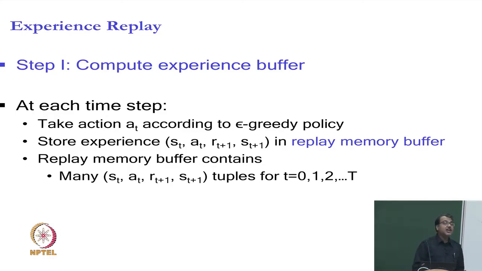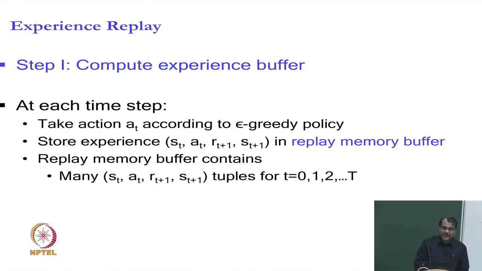So now I have lots of SI, AI, RI plus 1, SI plus 1 tuples in my experience. Now these are successively correlated. So SI and SI plus 1 are correlated. SI plus 1 and SI plus 2 are correlated. But if I randomly pick the first and the 750th and the 973rd and so on tuples from this and create a batch, then they may not be exact. I mean, the correlation has become much less because you have come a long way from where you started. So that is the intuition that people use.